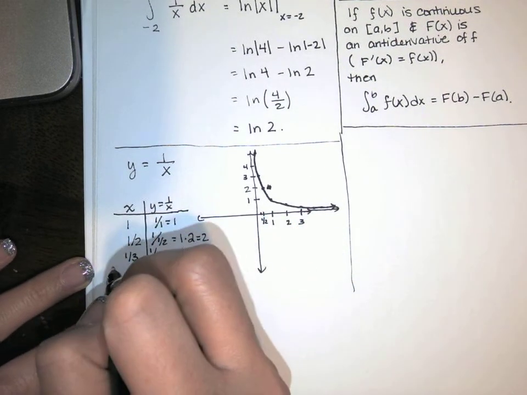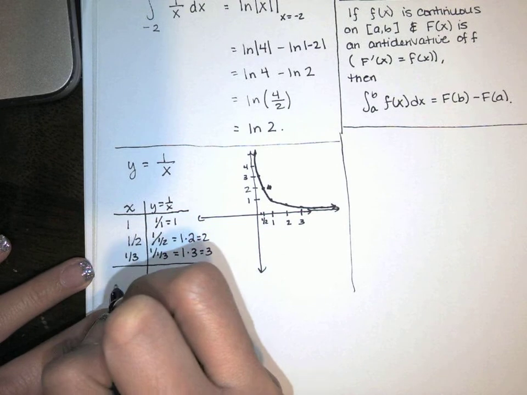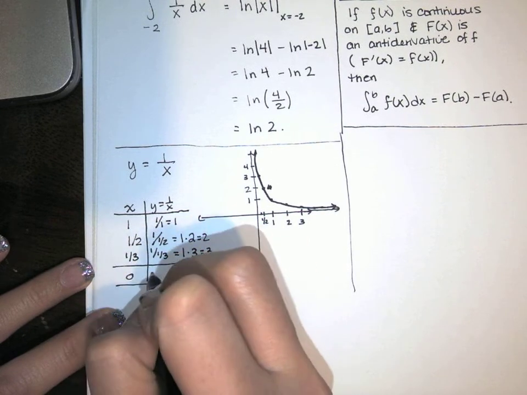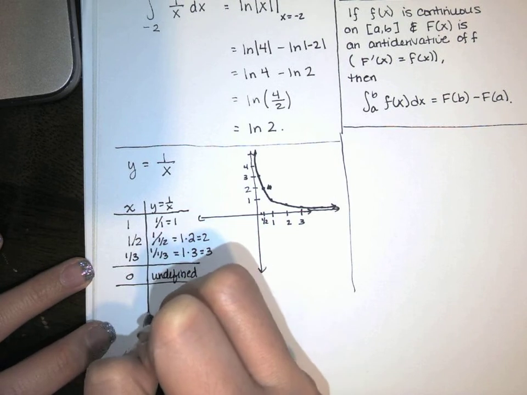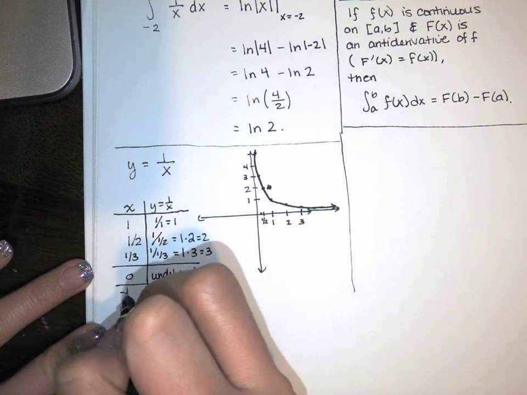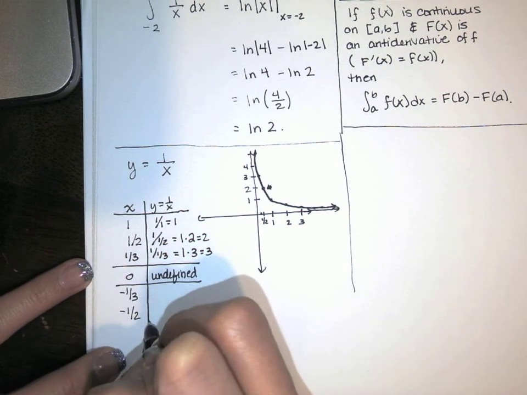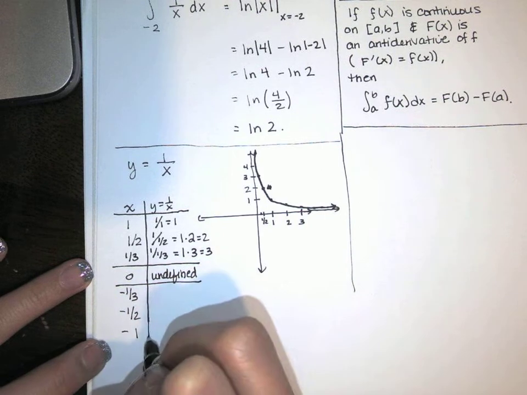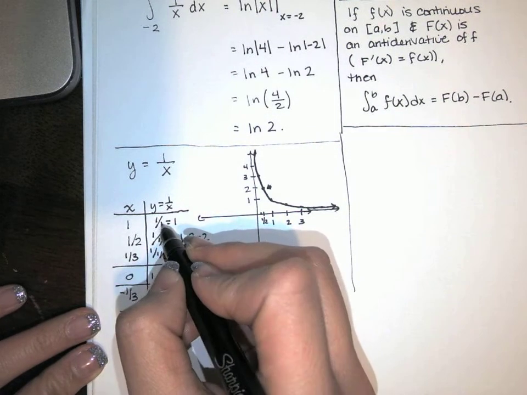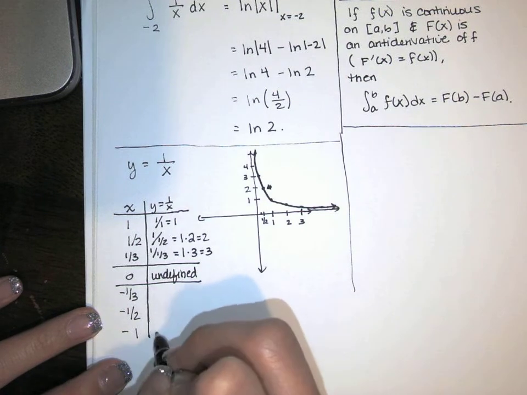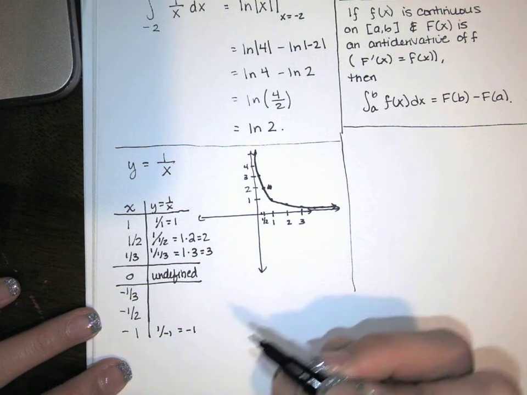Now, if I'm on the left of 0, so at 0, this is undefined. Can't do that. Don't plug in 0. Can't divide by 0. But if I substitute in -1/3, -1/2, and -1, we're going to see the same patterns we saw here, but instead of dividing by positive, I'm dividing by negative. So 1 divided by -1 is -1.